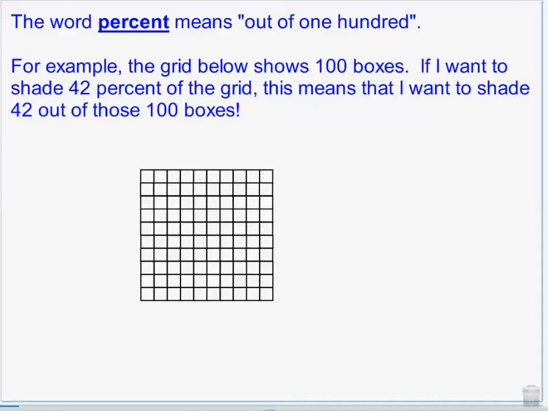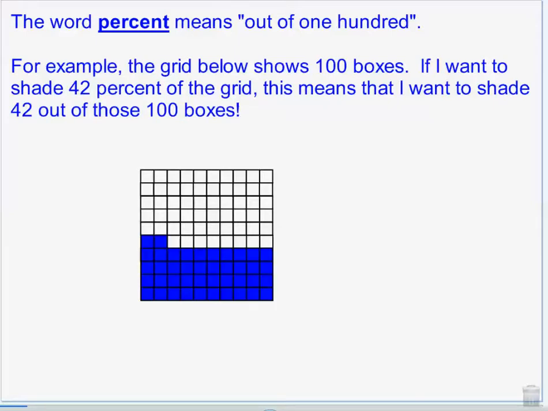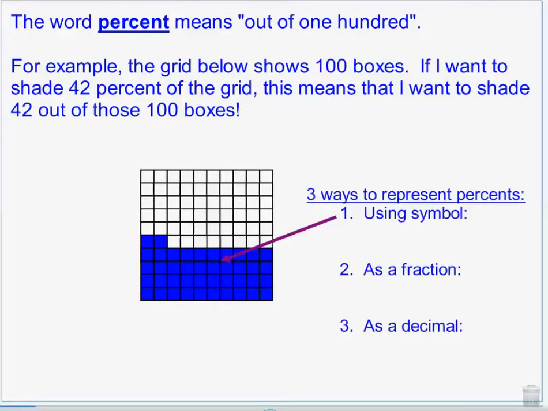For example, the grid below shows 100 boxes. If I want to shade 42% of that grid, this means that I want to shade 42 out of those 100 boxes, which you can see now in blue. There are three ways that I can represent the blue region, which is 42% of the large grid.